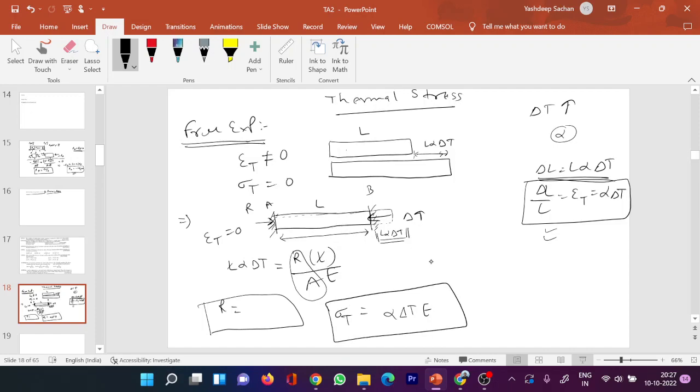So here which type of stress would be there? Compressive or tensile? Compressive, sir. So when temperature increases, compressive stress would be there. When temperature is decreased, then tensile stress would be there, right? Yes, sir.